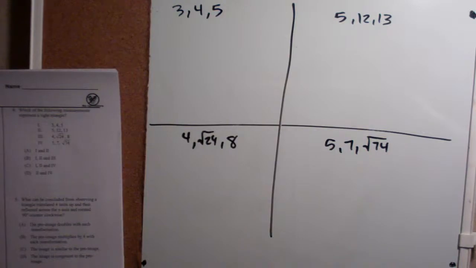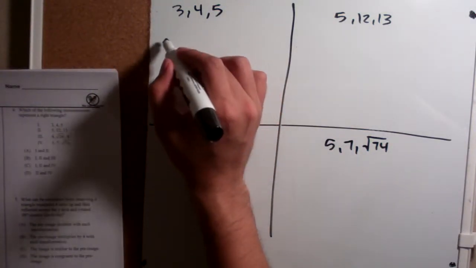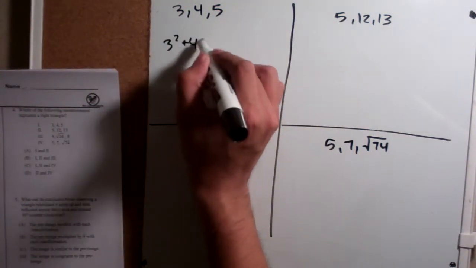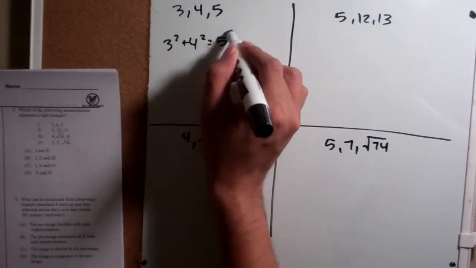And yeah, so it's clearly set up. If we get a true statement, that means it is a right triangle. Okay, so let's just start with the first one. So we're going to have 3 squared plus 4 squared equal to 5 squared.